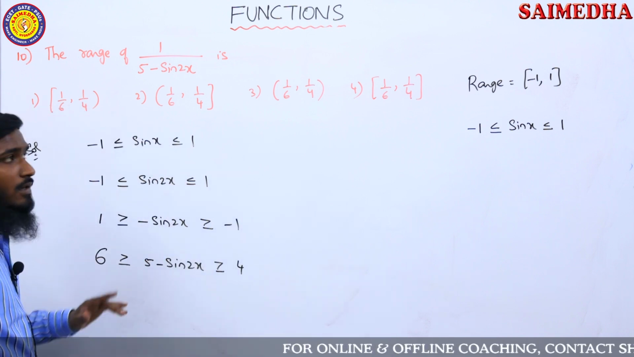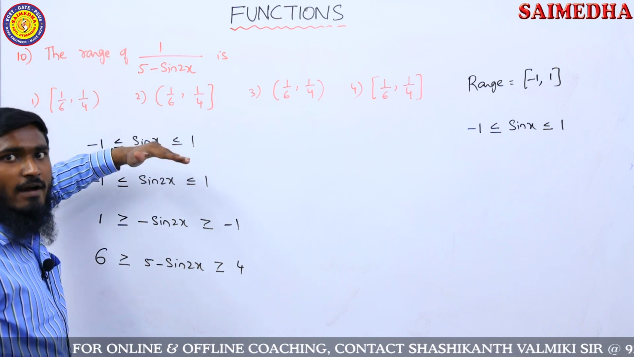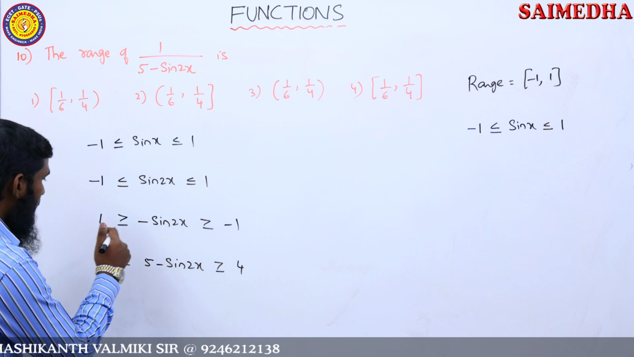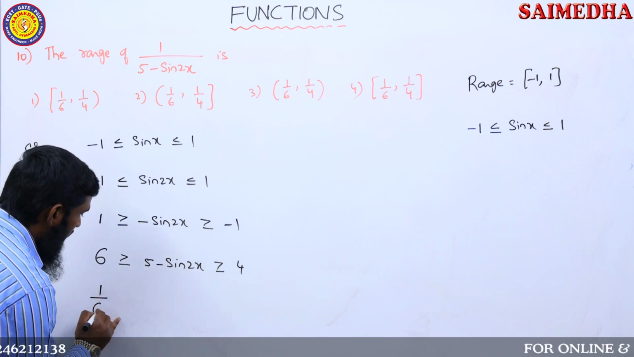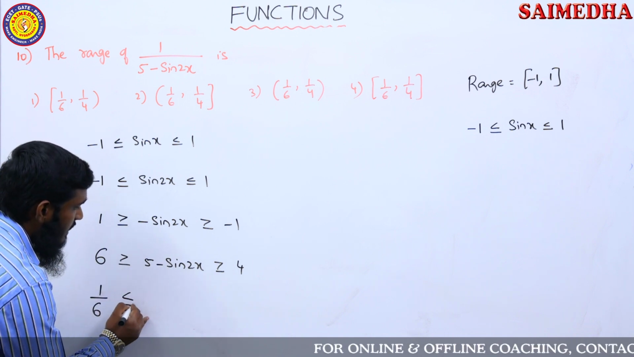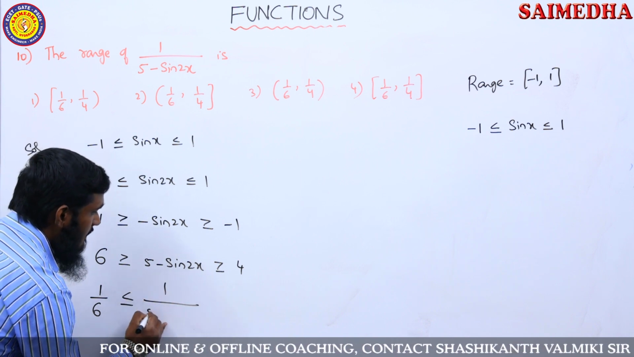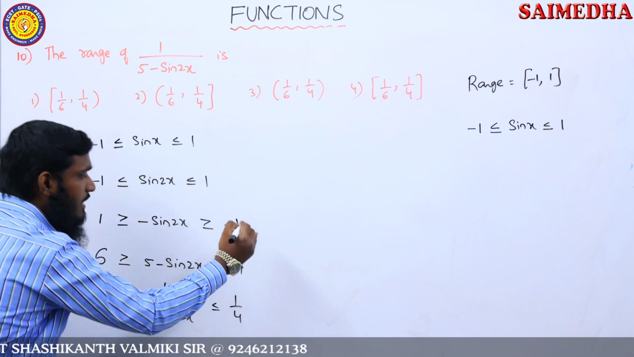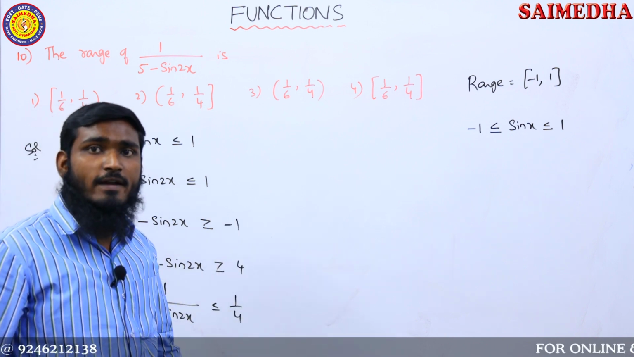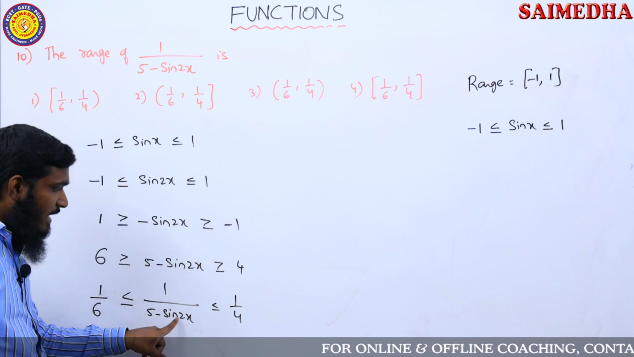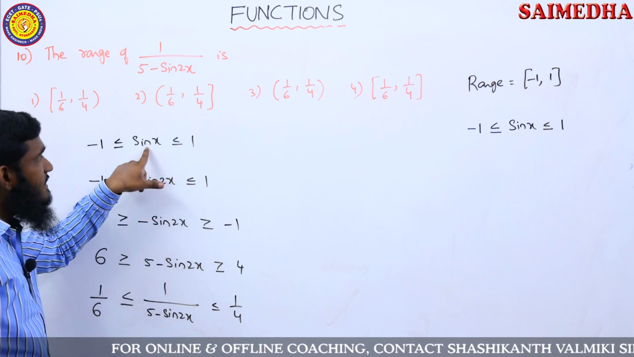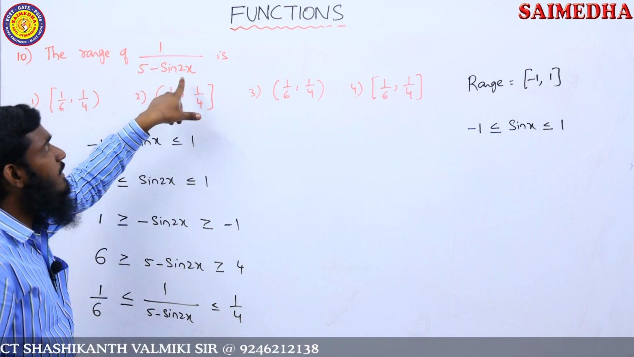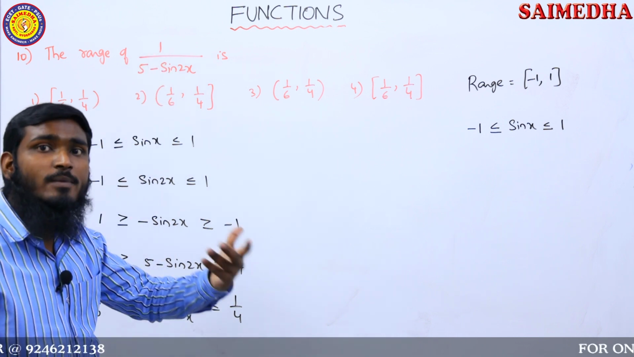Now after this we have the numerator also: 1 divided by this part, so we have to take the reciprocal. Whenever we perform this, this part will become 1 by 6 and the symbols will change to less than or equal to. This part will become 1 divided by 5 minus sin 2x less than or equal to 1 by 4. Is it clear? So we are getting the answer as 1 divided by 5 minus sin 2x. Slowly, from sin x we have converted into our question, which is 1 divided by 5 minus sin 2x. Now what will be the range over here?